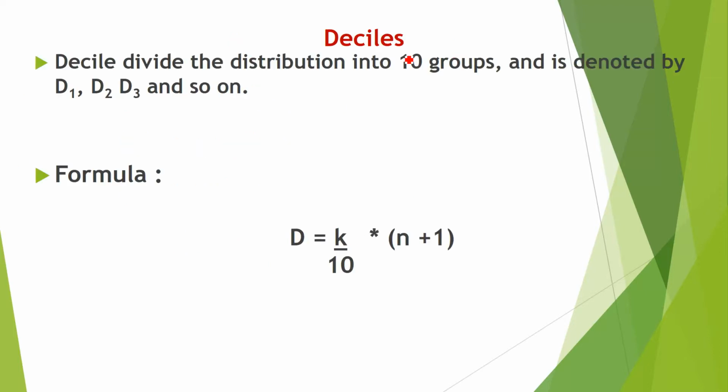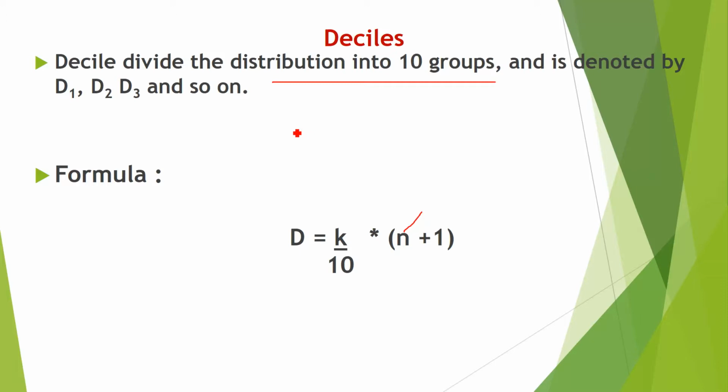So deciles divide the distribution into 10 groups. Means if we have a data, decile groups our data into 10 groups and is denoted by D1, D2, D3 and so on. So the formula used in order to calculate the decile is D is equal to K divided by 10 multiplied by N plus 1.